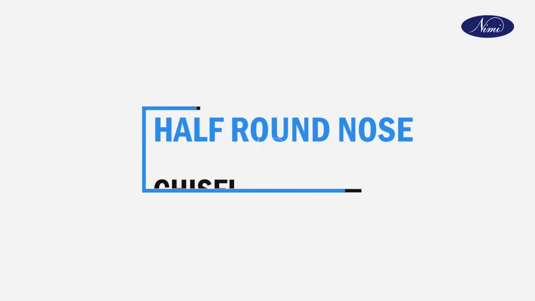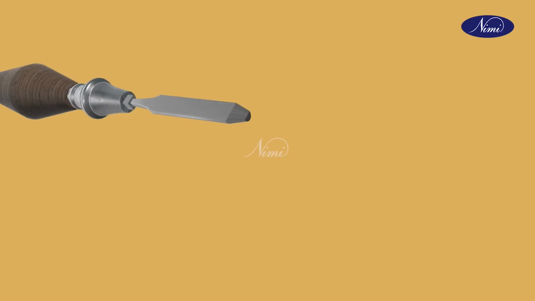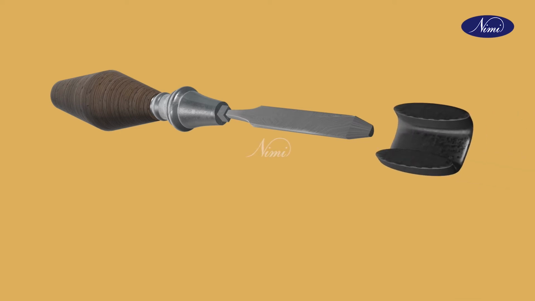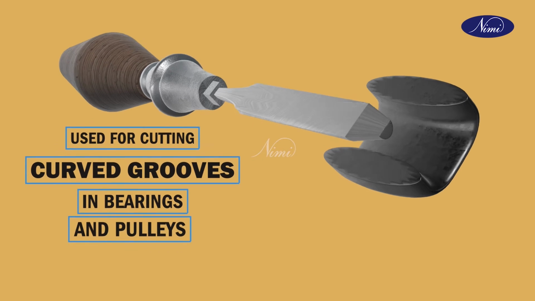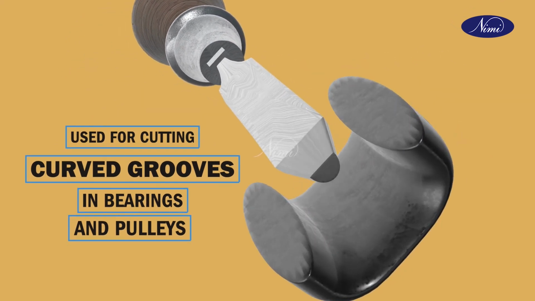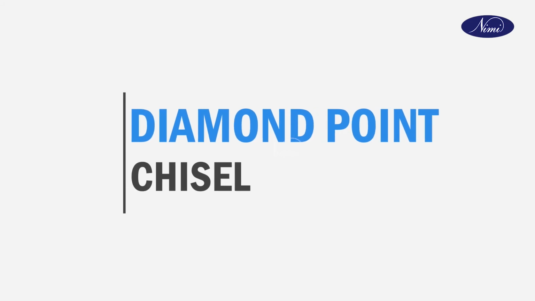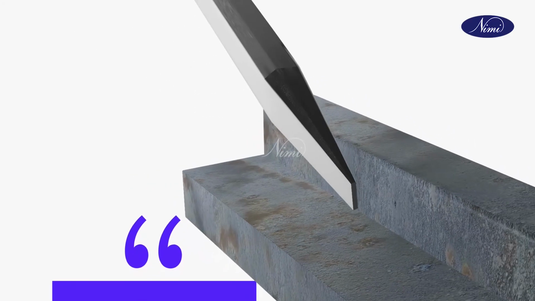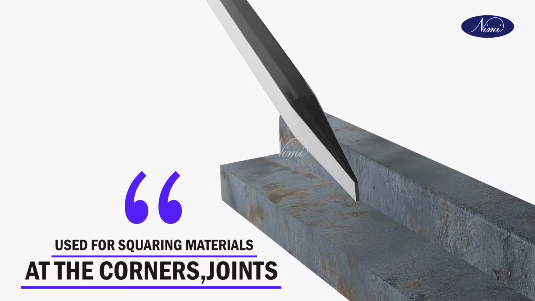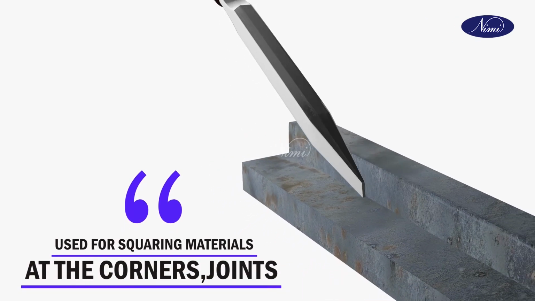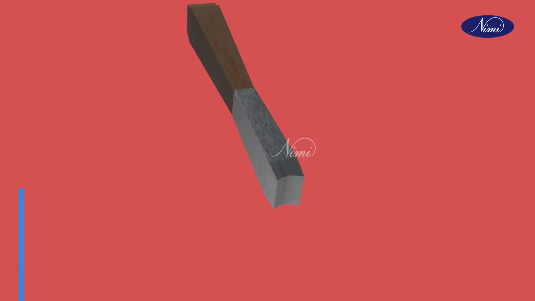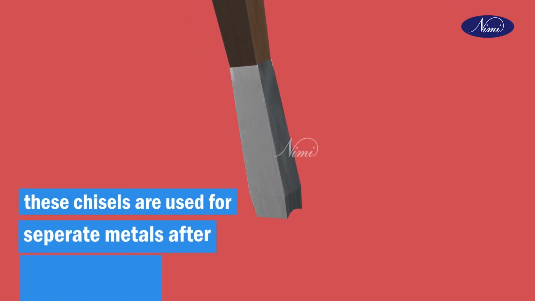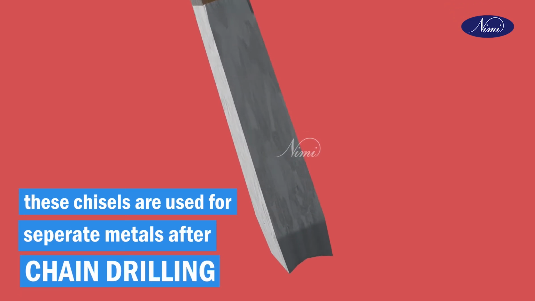Number 3, half round nose chisel. This chisel is used for cutting curved grooves in bearings, pulleys, etc. Namely, they will use it in oil grooves. Number 4, diamond point chisel. This chisel is used for squaring materials at the corners or joints. Number 5, web chisel. This chisel is used for separating metals after chain drilling.